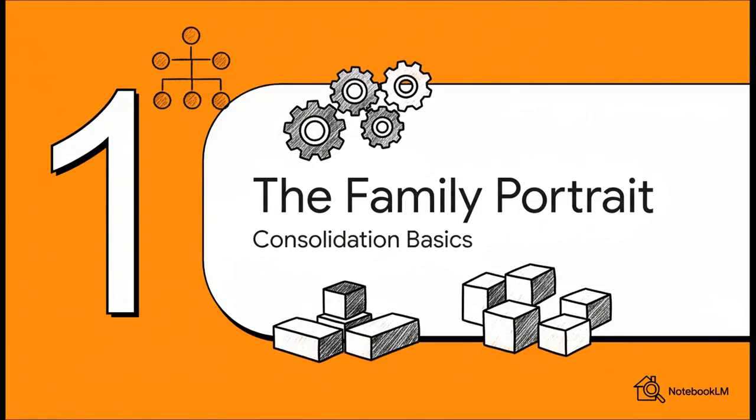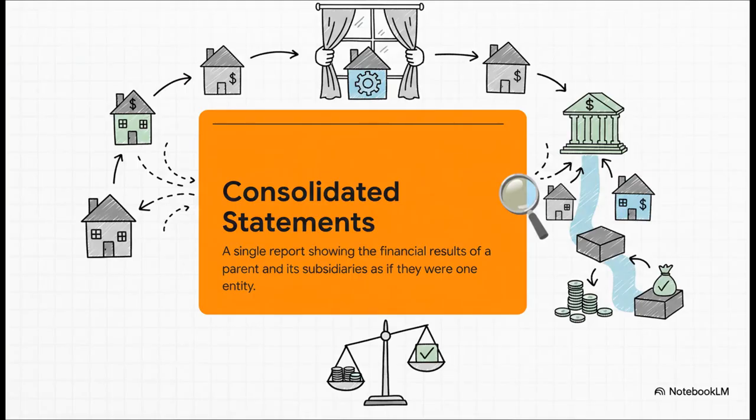All right, so let's start with the basics of this so-called family portrait, what it is and who the main players are. So, what these statements do is they take a parent company and all the companies it controls, its subsidiaries, and they basically blend all their finances together. The whole point is to show investors and the public what this group looks like as a single, unified economic machine. No hiding behind separate spreadsheets.